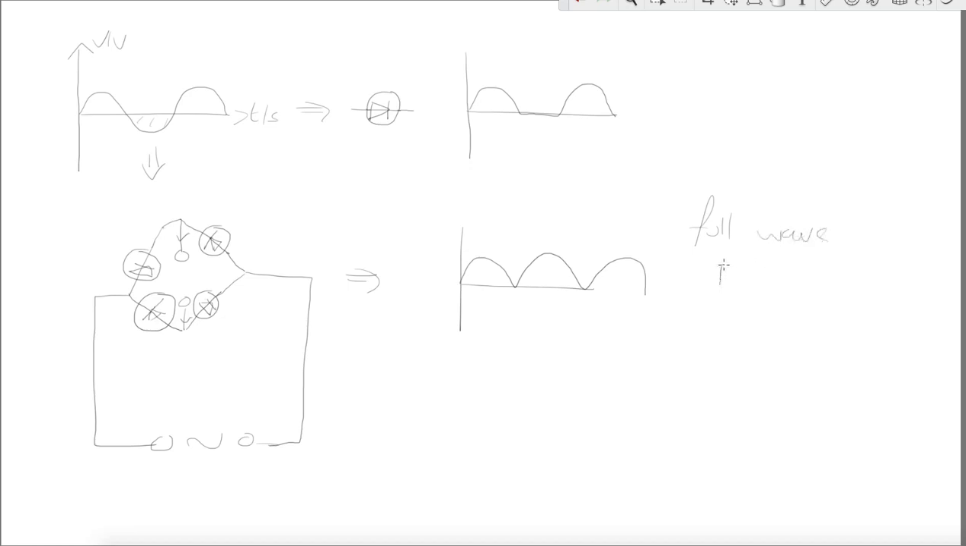So there you have full wave rectified DC. This is half wave rectified, because you're losing half the wave each time. You're losing this bit each time. Now, this is DC, but it's not very good DC, and it will damage your delicate electronics.